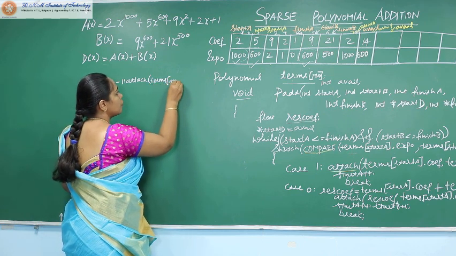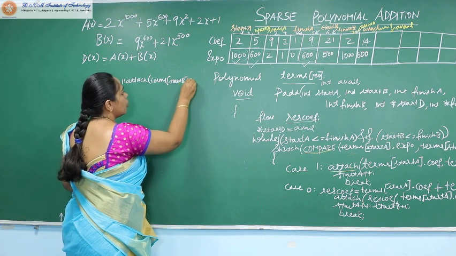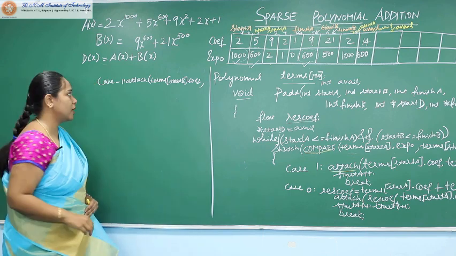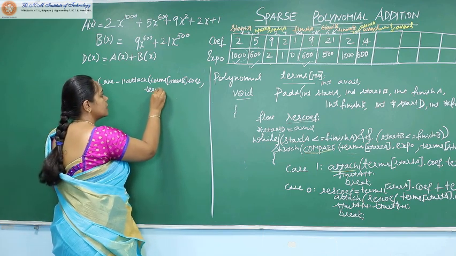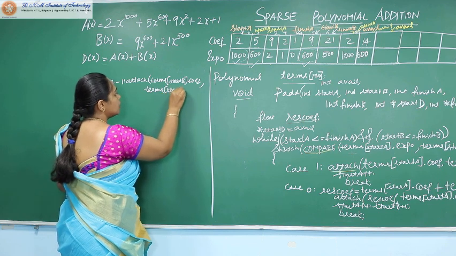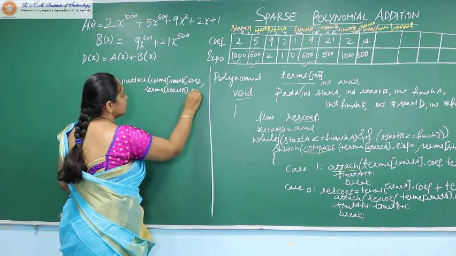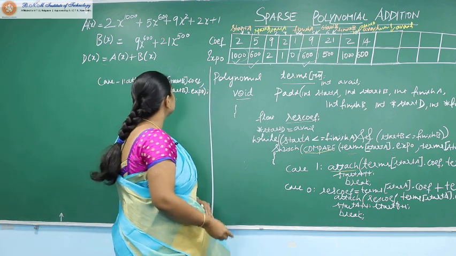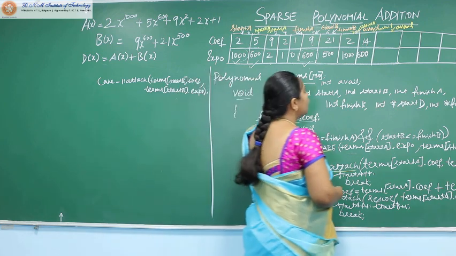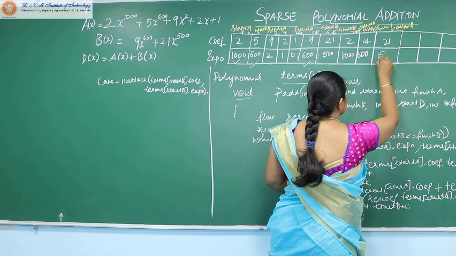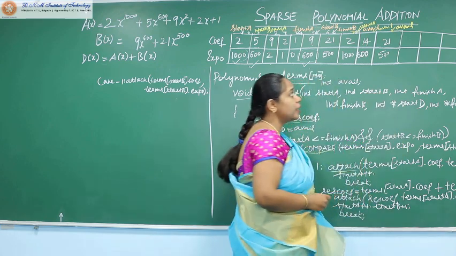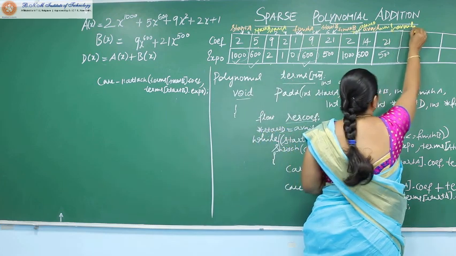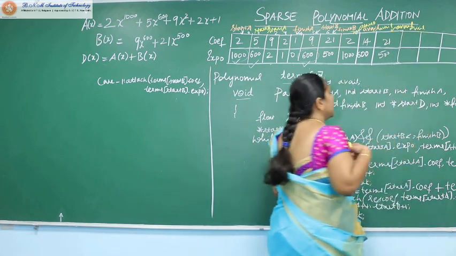So terms of start B dot coefficient. That's the first parameter of attach. And the second parameter is terms of start B dot exponent. So what that would really do here is 21 x bar 500 would be attached as it is to the resulting polynomial. And when 21 x bar 500 is attached, the attach will also take care of incrementing avail. So avail is now going ahead.